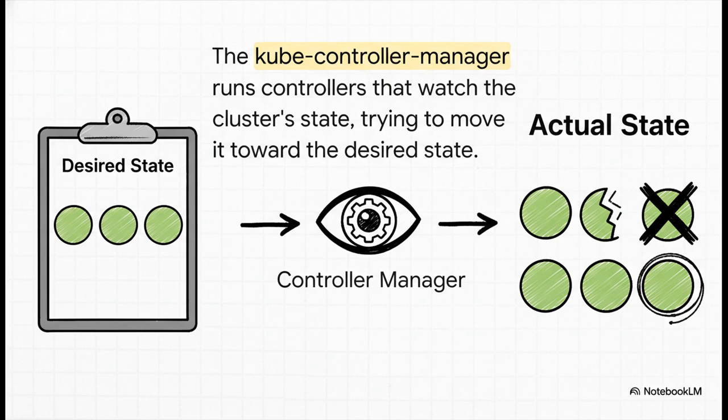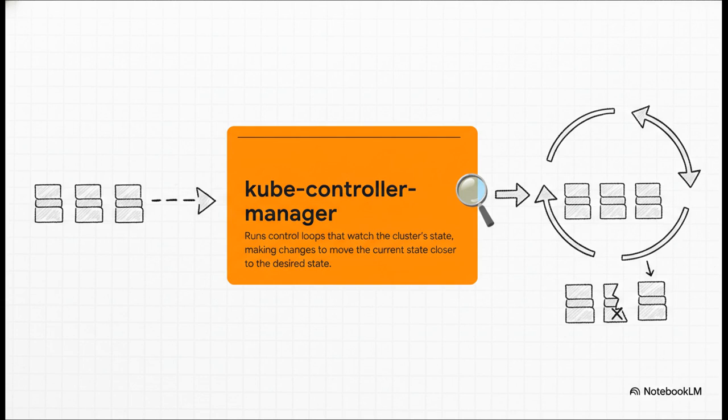Make sure the current state of the cluster, what's actually happening, always matches the desired state that's stored in etcd. The best way to think about the controller manager is like a thermostat. It's constantly watching the state of the cluster, and if it drifts away from what you want, it makes adjustments to bring it back. So if a pod dies, for example, a controller notices and spins up a new one. This constant loop of watch and correct is the absolute heart of Kubernetes' famous self-healing ability.